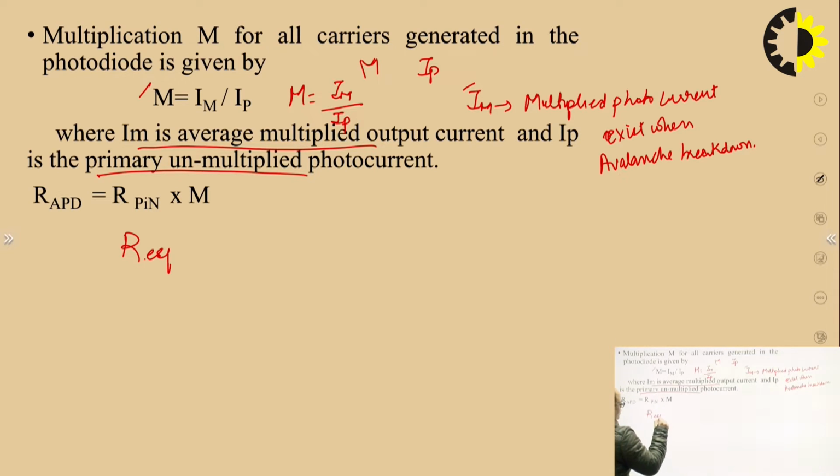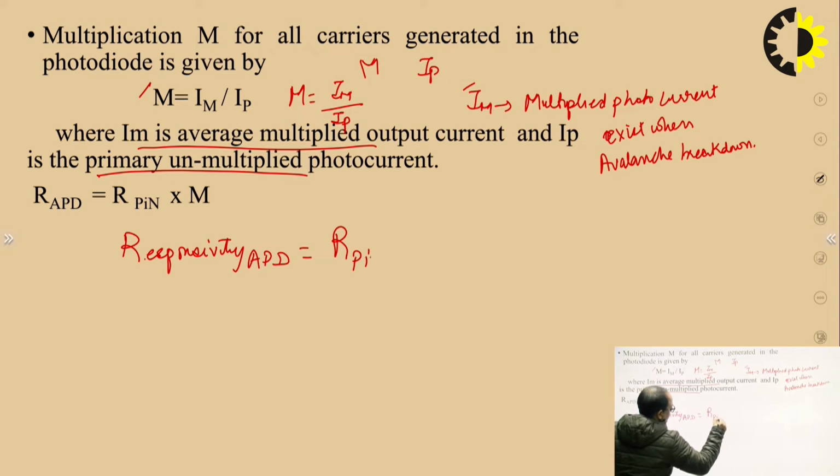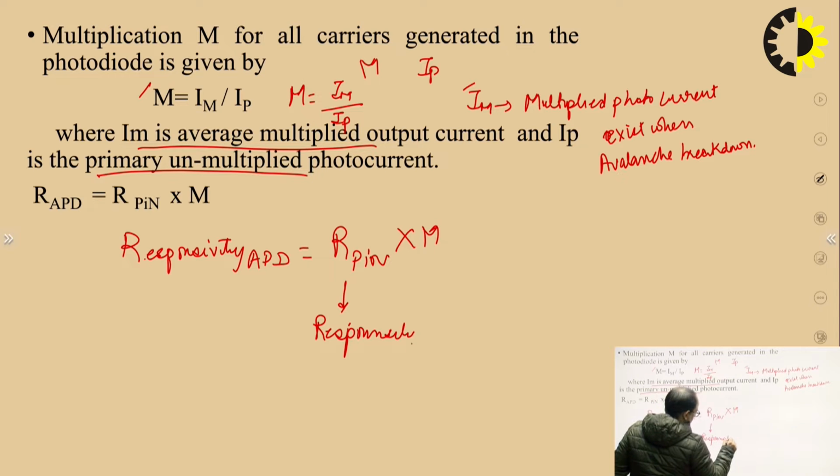And R represents the responsivity. The responsivity of the APD is equal to the responsivity of the PIN photodiode multiplied by the factor M. This R of the PIN can also be known as the responsivity at unity gain. Clear?